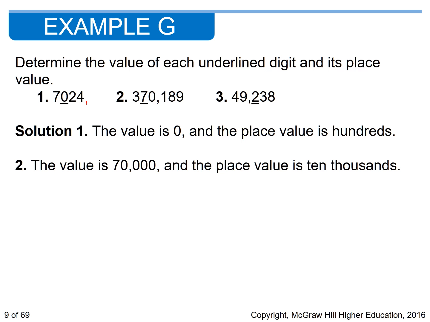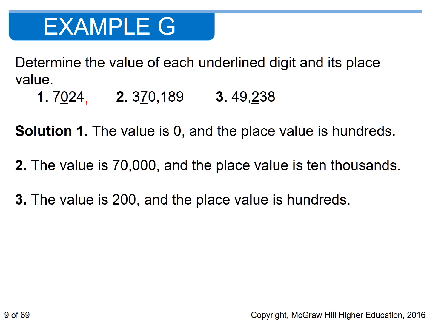In number 2, the value here, now that value is 0. We could say it's 0 hundreds, but that doesn't make any sense. 0 is 0 regardless. Here the 7 is in the 10,000s place, so the value of the 7 here is 70,000. And again, in number 3, the 2 is in the hundreds place, so the value of that 2 in this number is 200.